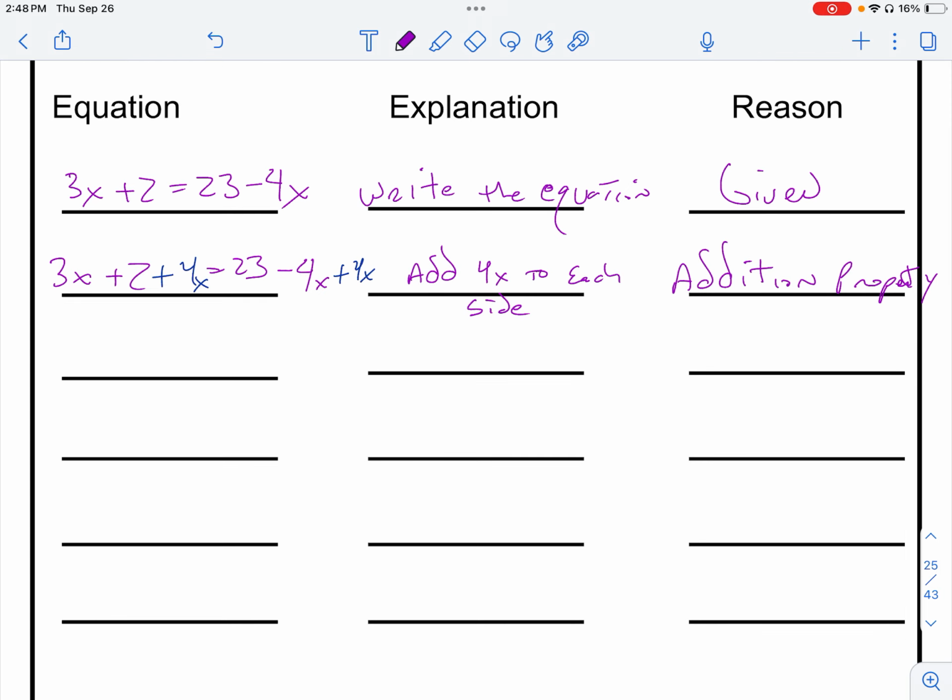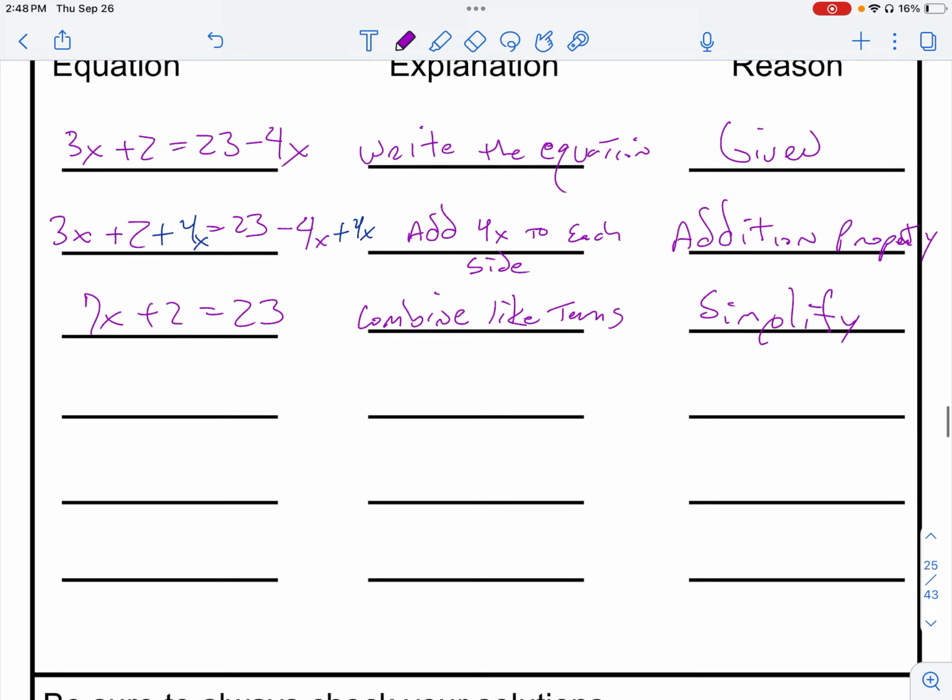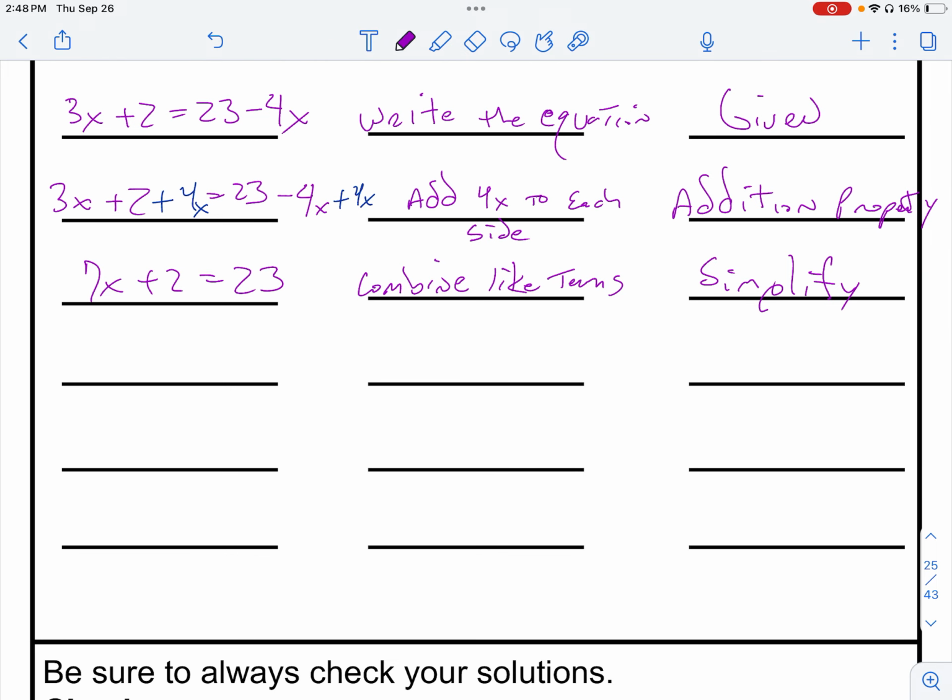All right, so next step in the process, 7x plus 2 equals 23, and we're combining our like terms, which we call simplify. We simplified it. All right, so we got 7x plus 2 equals 23.